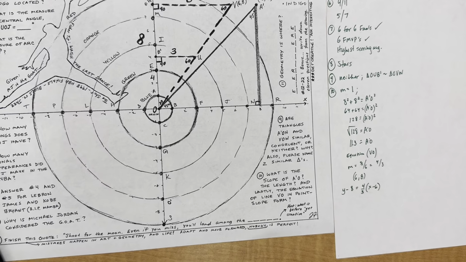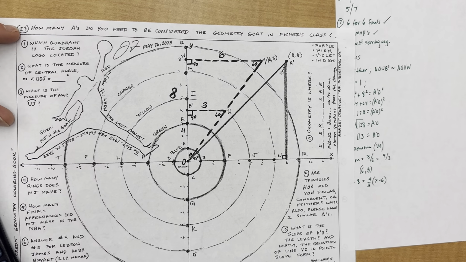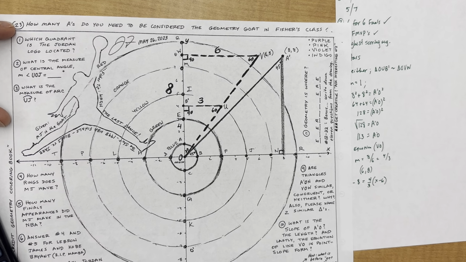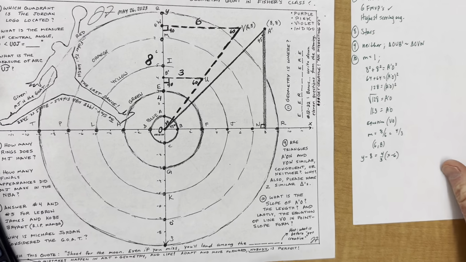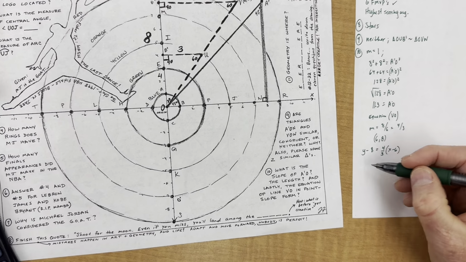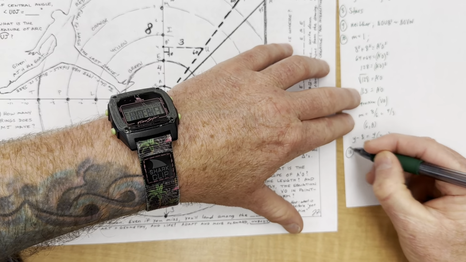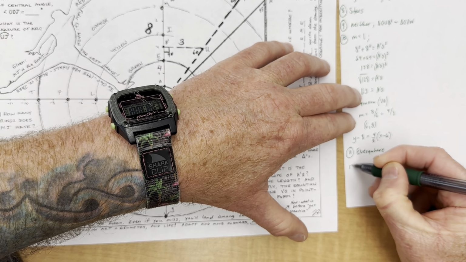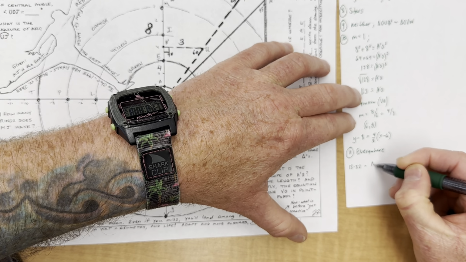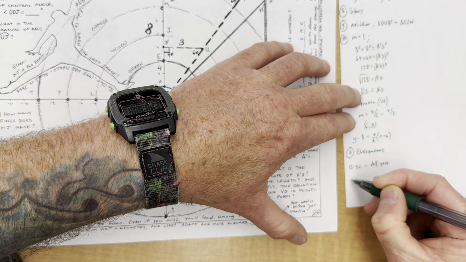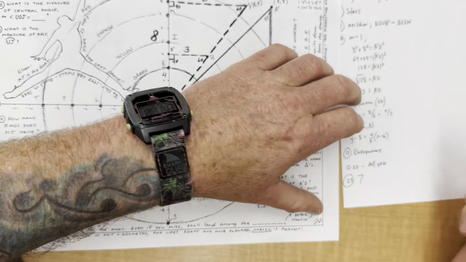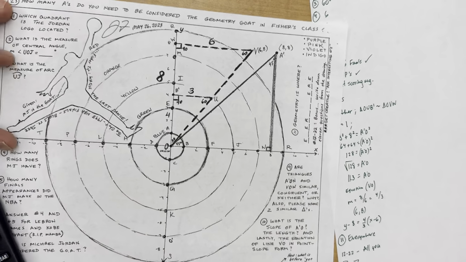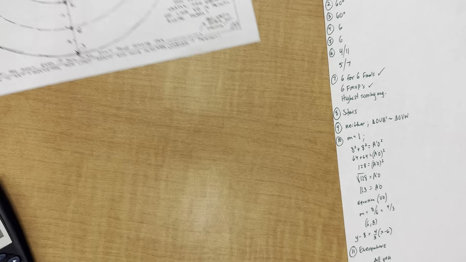And last but not least, number 23. How many A's do you need to be considered the geometry GOAT in Fisher's class? You need 7 A's. So 11 is everywhere. 12 through 22 is all you. 23, you need 7 A's to get geometry GOAT status. Okay, that's the first one.